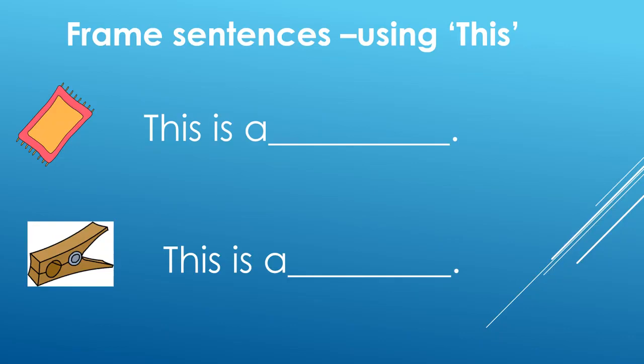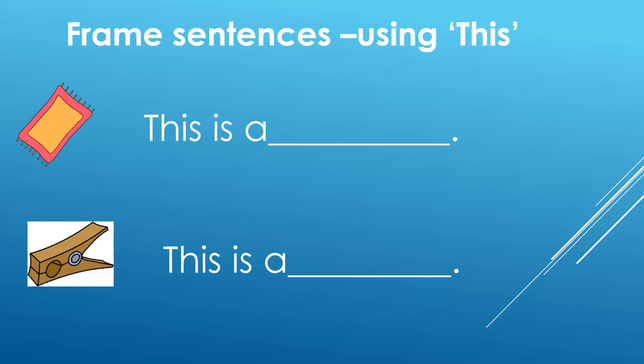Now let's see how we will write these sentences in the notebook. So on the left hand side we have a picture. What is this picture? It's a picture of a mat. So how do we begin? T-H, the, is, this is a. What will you write over there on the blank? It's a mat.